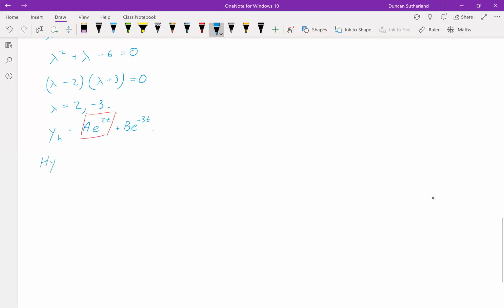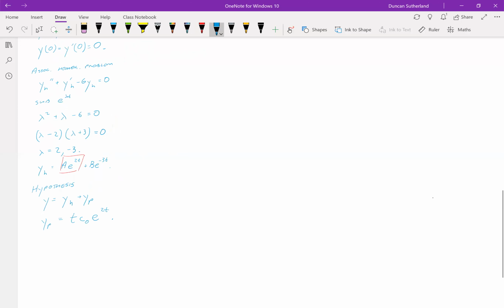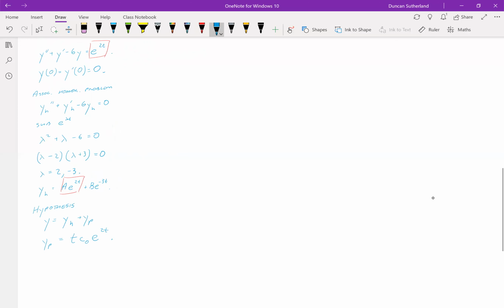So our hypothesis is still y is a sum of YH and Y particular, where Y particular now is equal to t times some constant C naught e to the 2t. That's what we need to guess for this right-hand side in the resonance case. This t comes from resonance, this comes from matching the exponential.